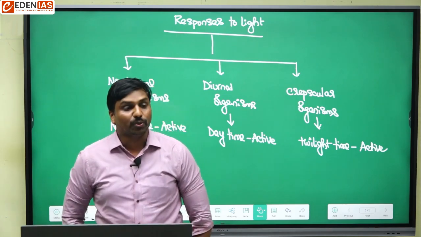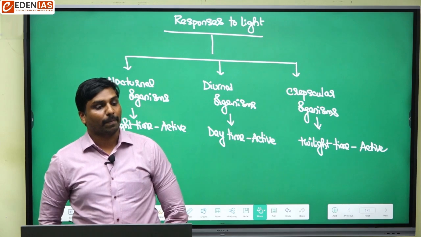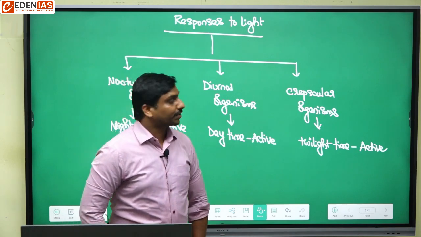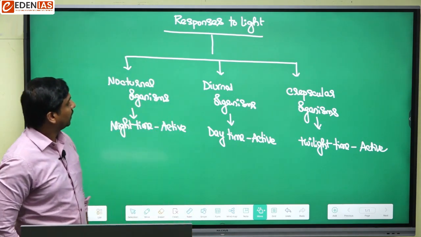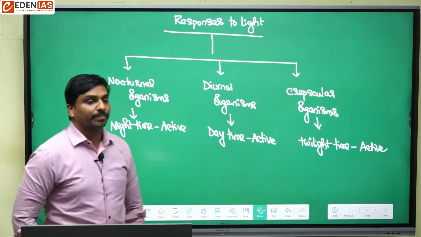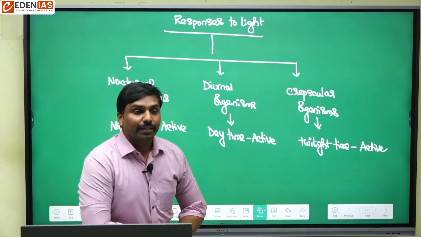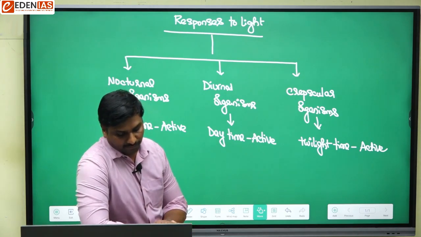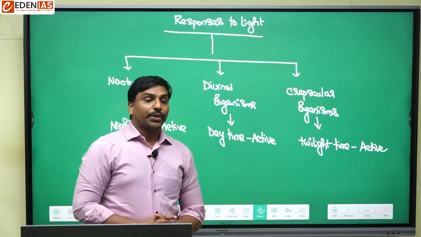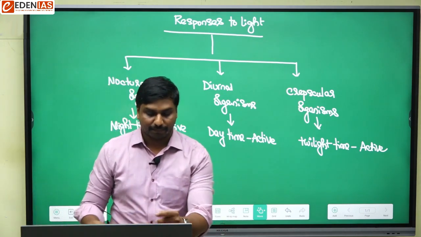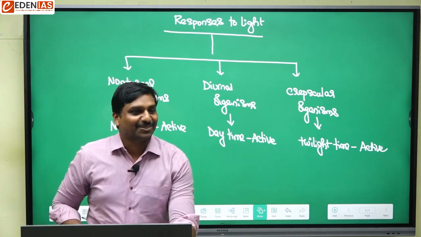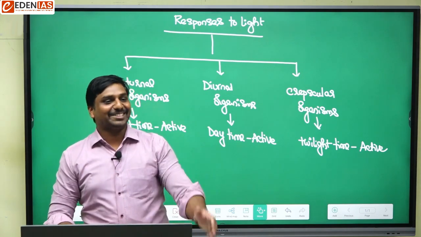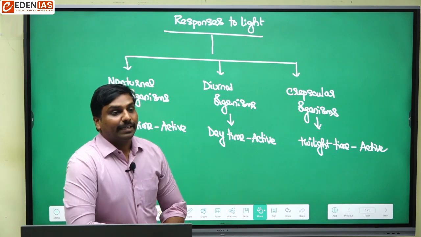that are active during the daytime are called diurnal animals. Okay. For example, human. There will be some exceptions. Those who read more in the night time are exceptions. So they are nocturnal. But generally humans.